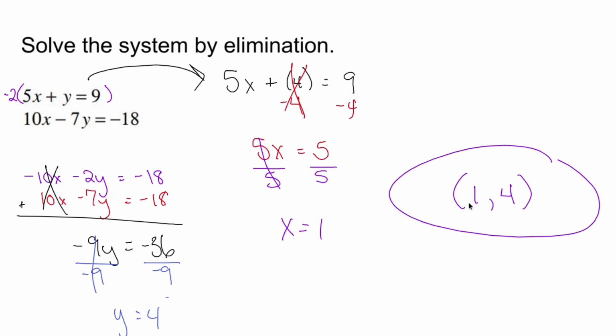And what it actually means is if I were to call you x and call you y and plug you into the original problems, this would give me true statements. So if I did 5 times 1 plus 4, I would get 9. 10 times 1 minus 7 times 4, I would get negative 18. This is a point, an xy pairing, that gives you true statements for both of these. And that's how you solve a system of equations by elimination when it's not given to you perfectly.